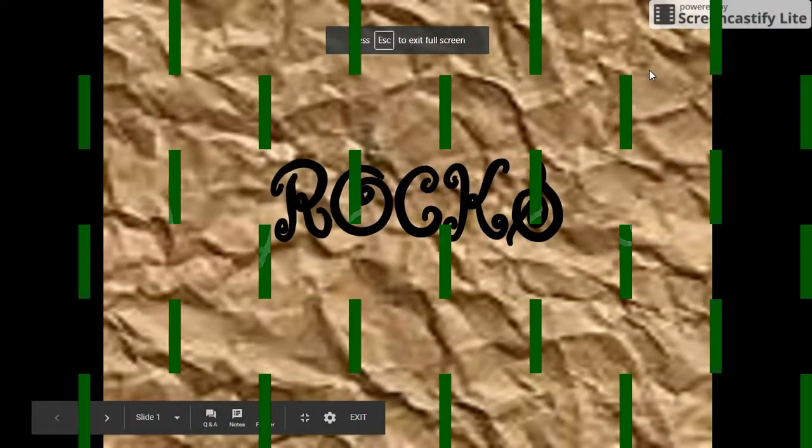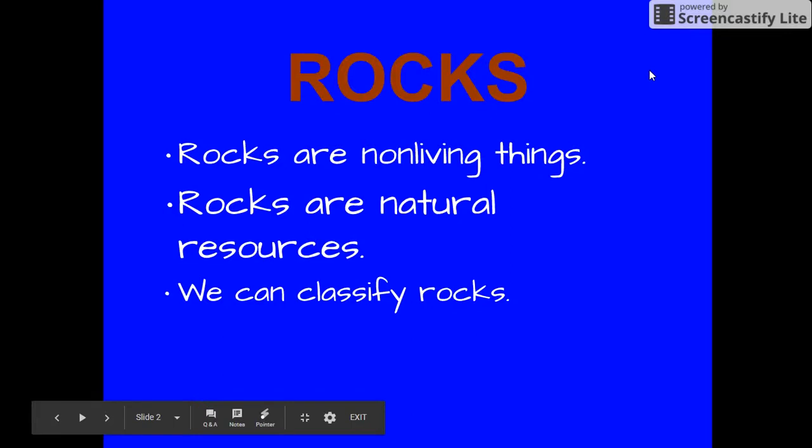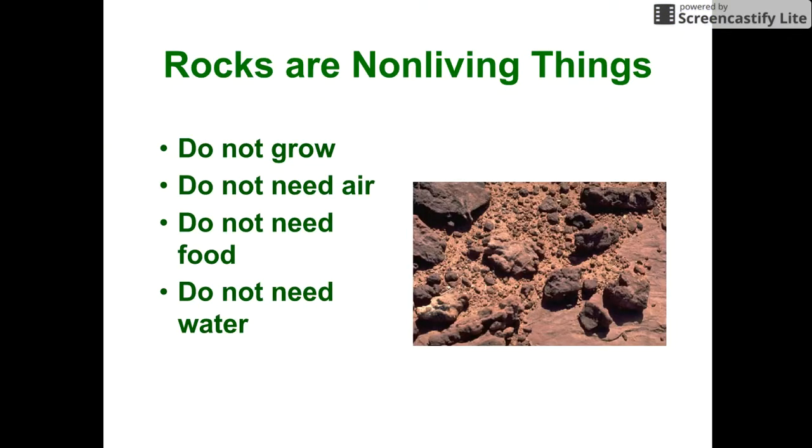Today we're going to begin our science unit on rocks. We're going to be learning about how rocks are non-living things, rocks are natural resources, and we're also going to learn about how we can classify rocks. Rocks are non-living things because they do not grow, they do not need air, they do not need food, and they do not need water.